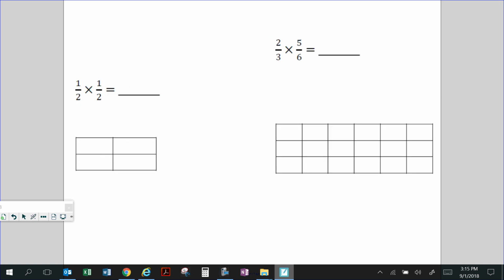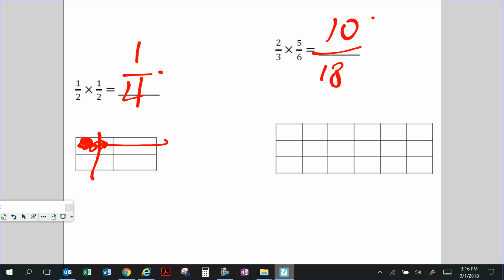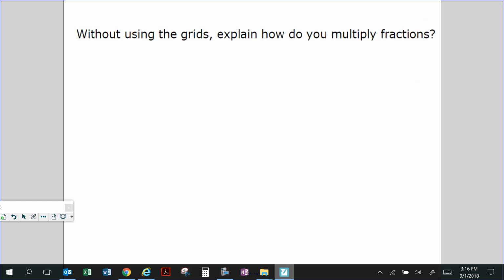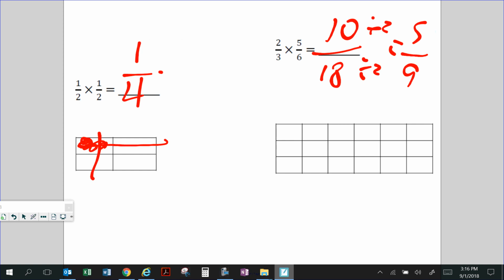How did I come up with this? Can you tell me? And this one, I think it's going to be 1/2 times 1/2 is 1/4, because half of the rows are shaded in, half of the columns are shaded in, so it's 1 of the 4. And I predict this one is 10/18, which you can simplify by dividing by 2 to 5/9. Without using a grid, explain how you multiply fractions. Where is this 1 on the numerator coming from? You just copy 1 here, but then it wouldn't work for this one. 10, where would 10 come from? I think you multiply the two numerators.